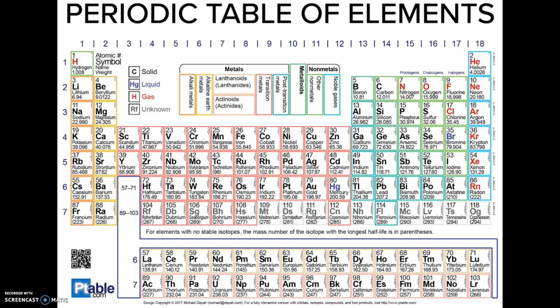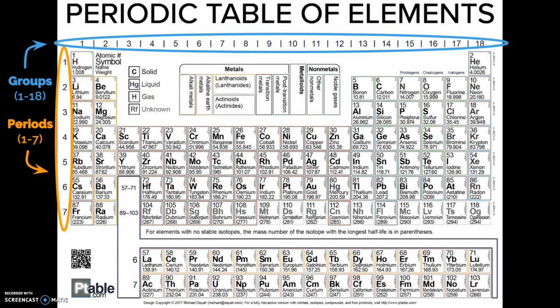In the periodic table, the elements are arranged into periods and groups. A row of elements across the table is called a period. Periods are numbered down the side of the periodic table from 1 to 7. Elements in a period have increasing atomic numbers from left to right.